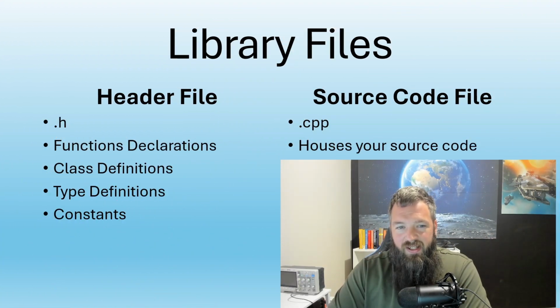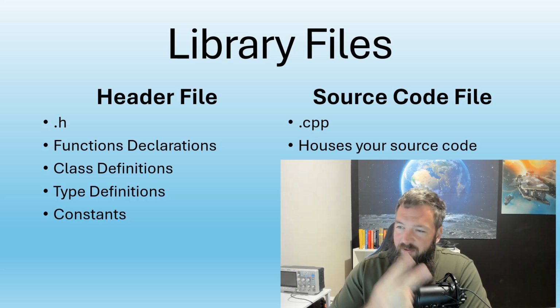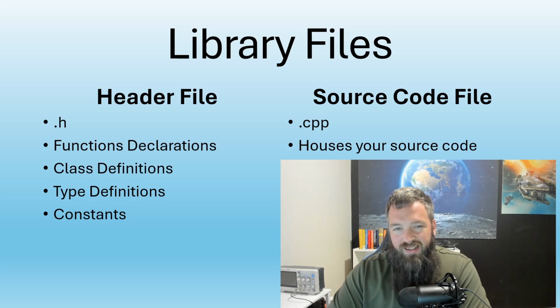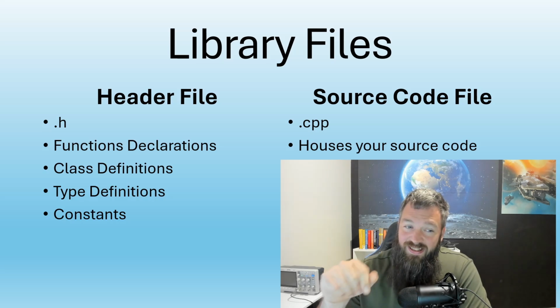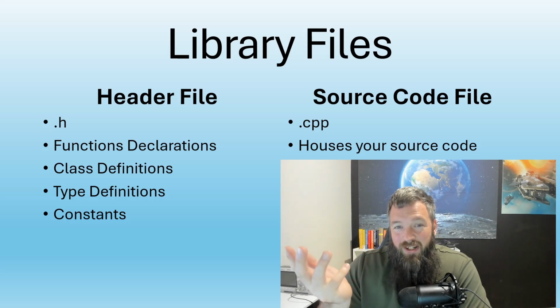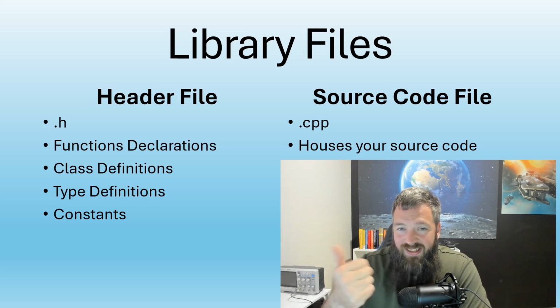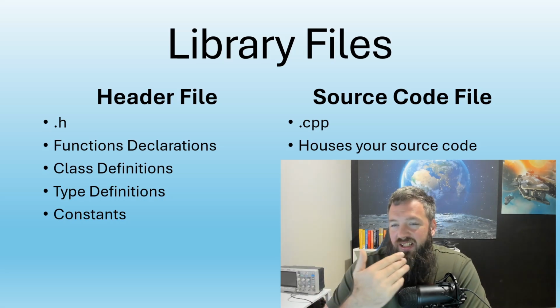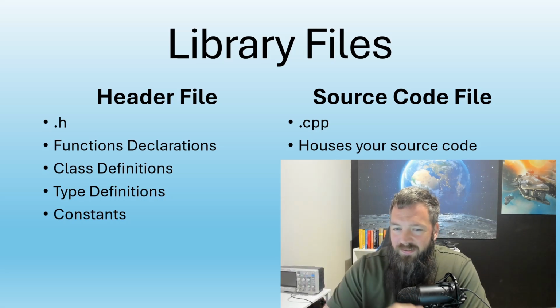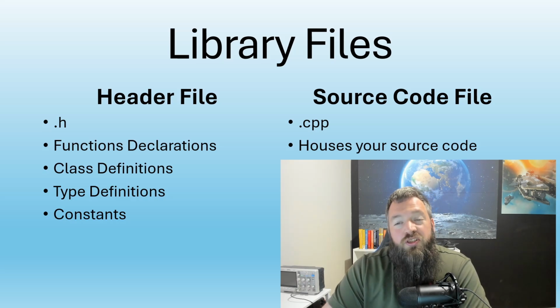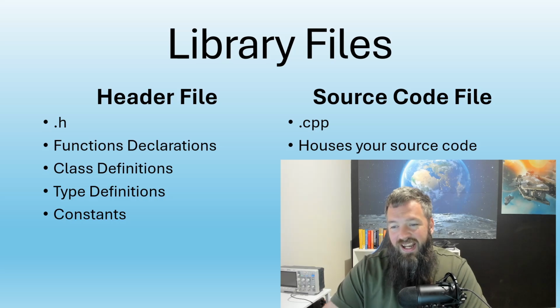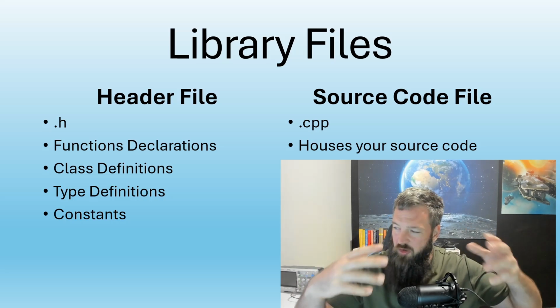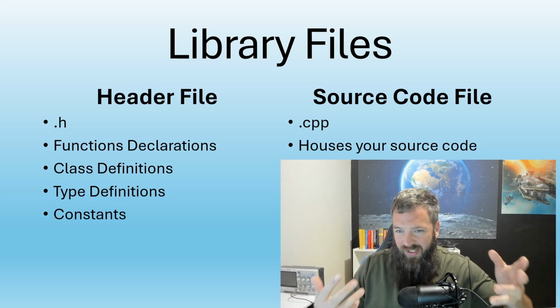Now, when we're talking about library files, there's two different types of files that we need to worry about. This is your header file. Now this shows up as a .h, and this is primarily for function declarations, class definitions, type definitions, constraints, and I'm sure there's more in there. And then you have your source code file, otherwise known as your .cpp file, and this is where all of your source code is going to lie.